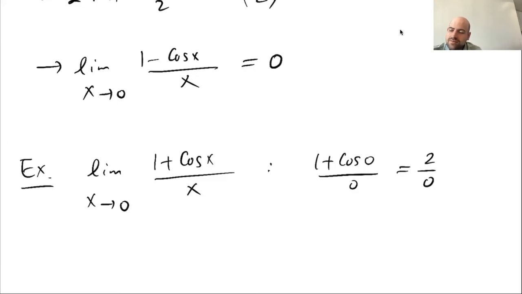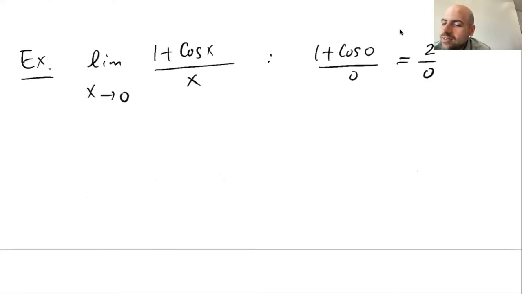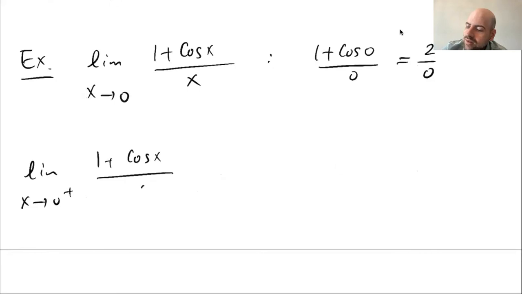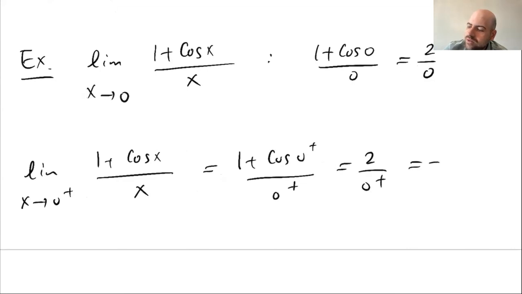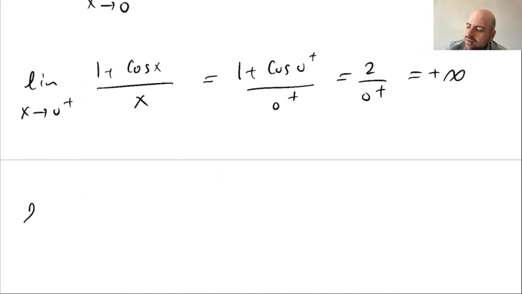and a positive number over 0 minus is minus infinity. So here we can say the right limit of 1 plus cos x divided by x is 1 plus cos 0 plus divided by 0 plus. This is 2 over 0 plus, which is plus infinity. And the left limit, 1 plus cos x.